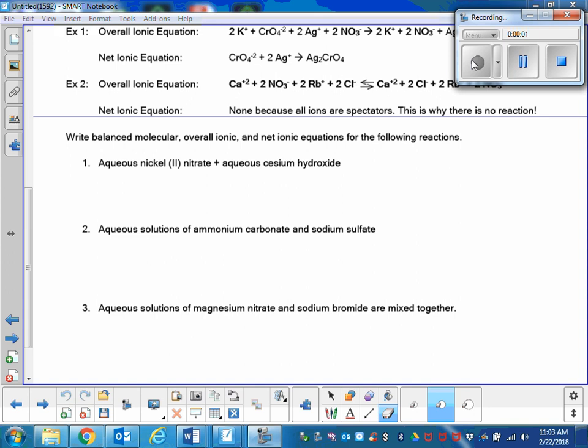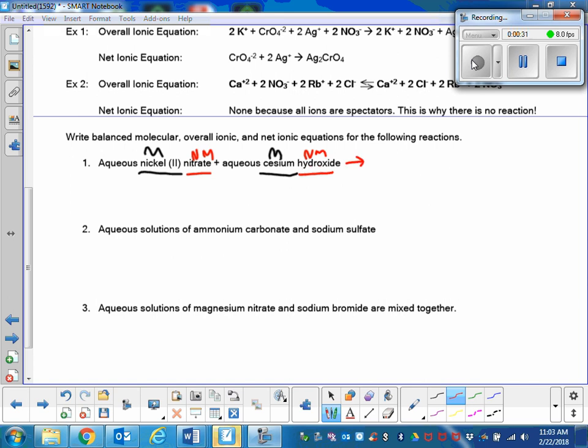So we use the solubility chart for a double replacement reaction. Is that right? Now, here it says aqueous, so we know nickel 2 nitrate is aqueous. Nickel is the metal, nitrate is the non-metal, and then cesium is the metal and hydroxide is the non-metal.